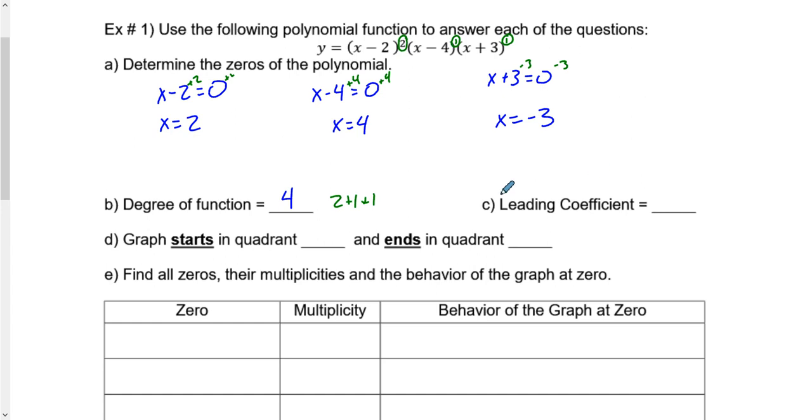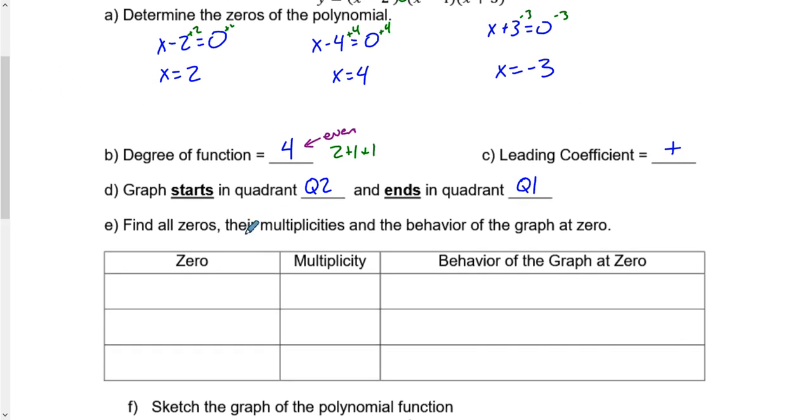The leading coefficient, well, all of our first terms are positive, which means our leading coefficient is positive, and that's all that we really care about. At the same time, we don't even really need to care what the degree is. What we do need to care about is that 4 is an even number. So if we have an even degree and our leading coefficient is positive, that means we're going to start in quadrant 2 and end in quadrant 1. So we have its end behavior.